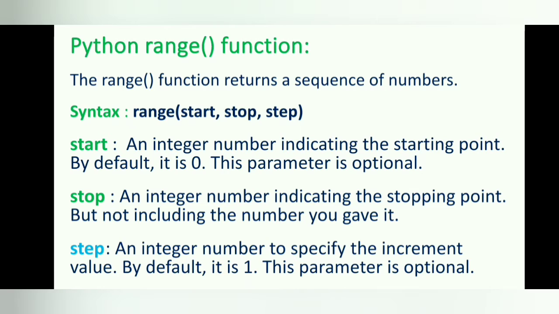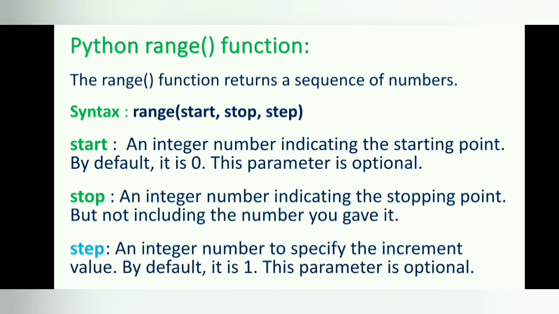Python range function. The range function returns a sequence of numbers. Syntax: range(start, stop, step). Start: an integer number indicating the starting point. By default it is 0. This parameter is optional. Stop: an integer number indicating the stopping point, but not including the number you gave it.